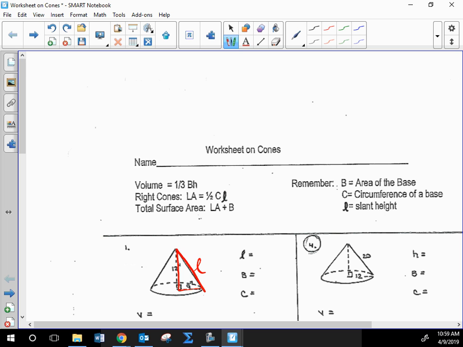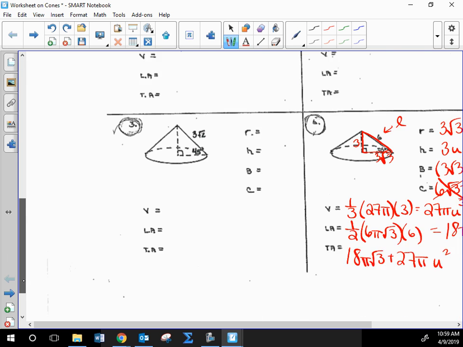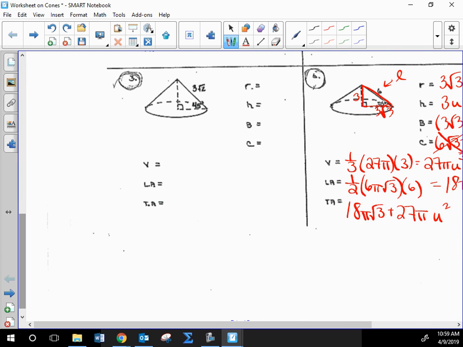Because this is root 3 and this is not. They have to both be the same radicals to combine them together.